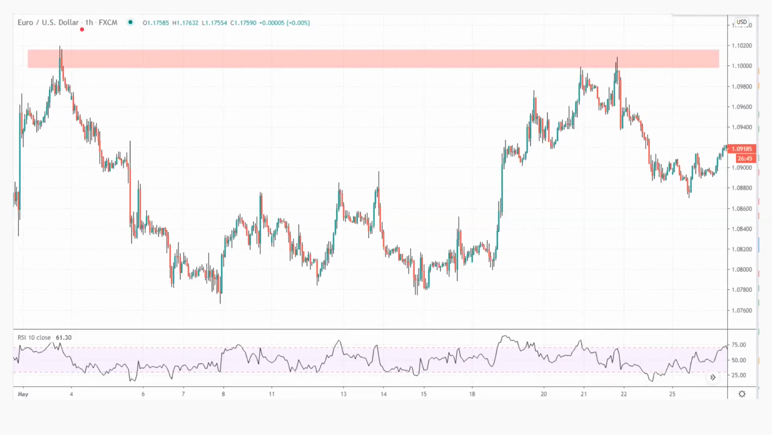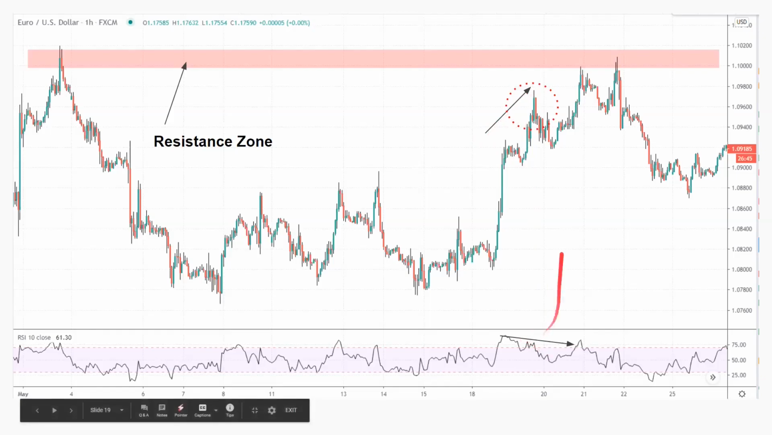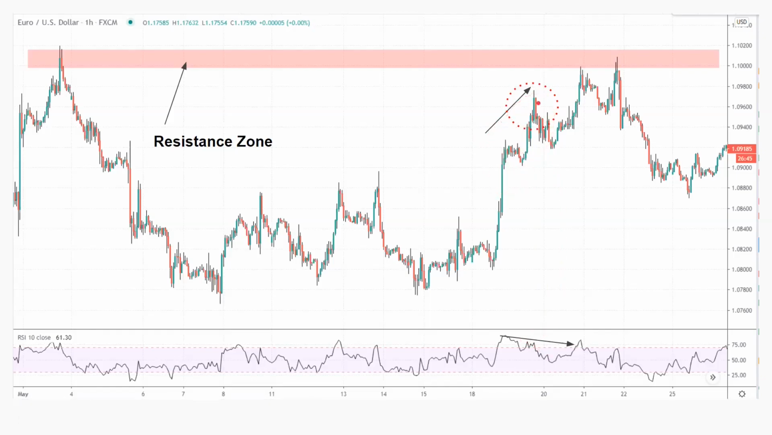So euro dollar on the 1 hourly, we do see a resistance zone in this red band. This is the resistance zone that's identified, and what actually happens here is that we do have a divergence in the price and the indicator. But then over here, maybe because it hasn't really reached the price target of the market manipulator, they do a further push. So if you had shorted this divergence setup, you might end up having a loss.